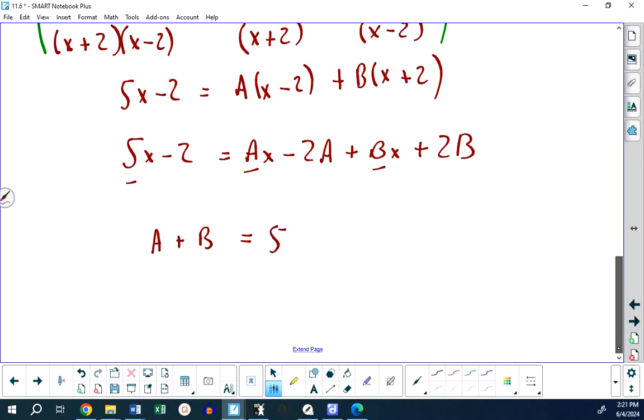It means that negative 2a plus 2b has to equal negative 2. So ax plus bx is 5x, a plus b is 5. Negative 2 is equal to negative 2a plus 2b. Just because, let's create a matrix. This will be a 2 by 3 matrix.